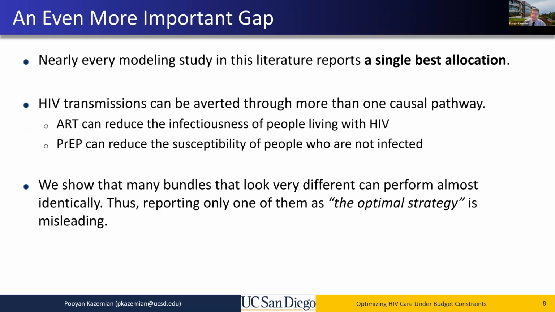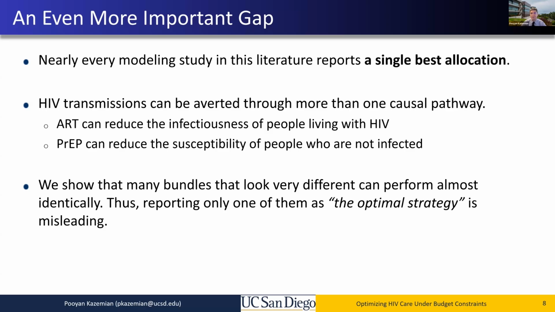There is also a second gap, which I believe is even more important than the previous one, and that is the fact that nearly every modeling study in the literature reports a single best allocation. However, HIV transmissions can be averted through more than one causal pathway. For example, we can avert transmissions with ART. ART can reduce the infectiousness of people living with HIV. We can also avert transmissions using PrEP. PrEP can reduce the susceptibility of people who are not infected. So you see, there is more than one way that we can avert a single HIV transmission.